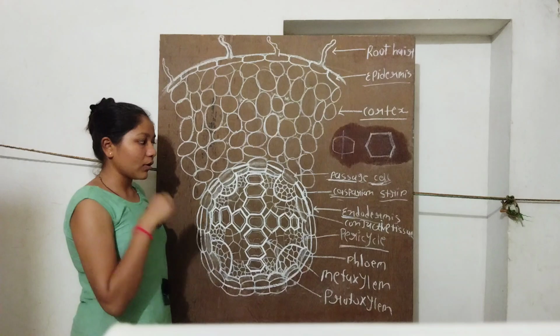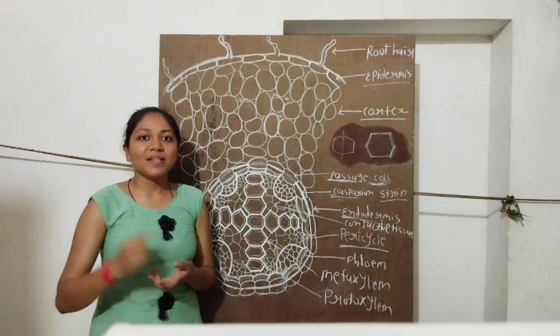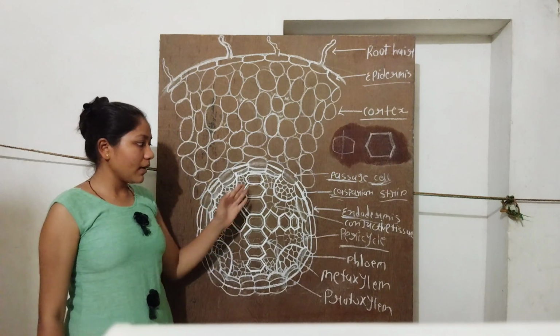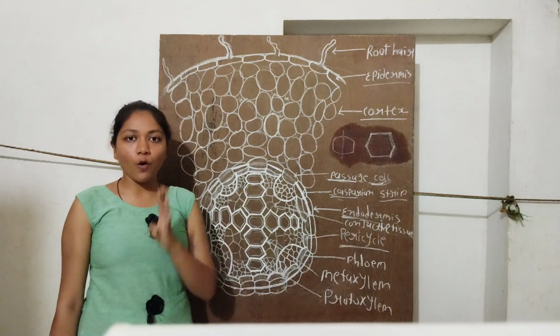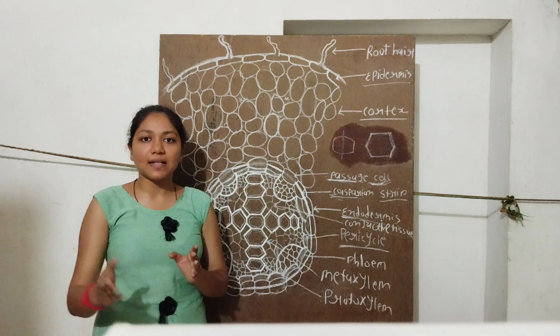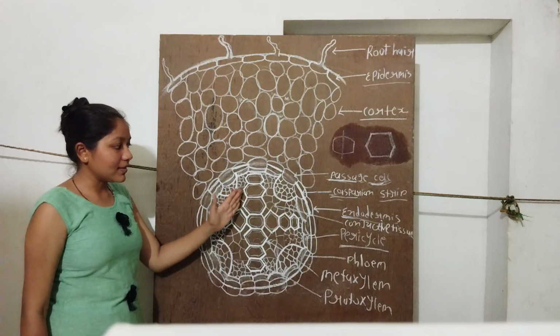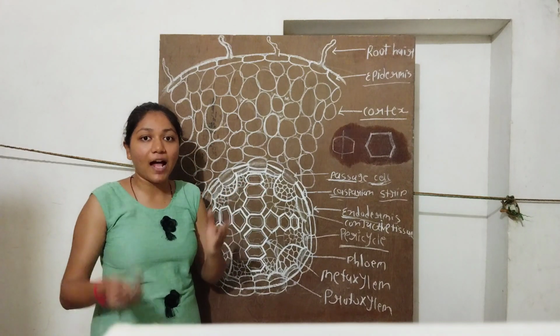Now we are talking about the vascular part of the root. Vascular part means xylem and phloem. Both xylem and phloem are present and both are 4 in number, 4 to 6 in number. In the case of xylem, we can talk about xylem, which is exarch.